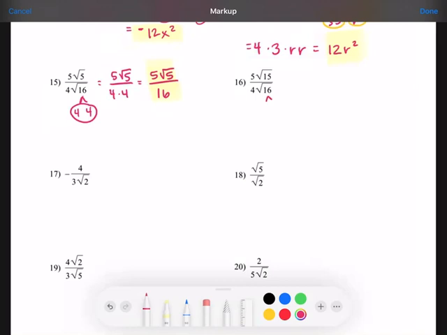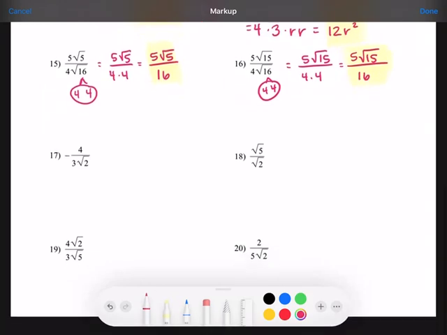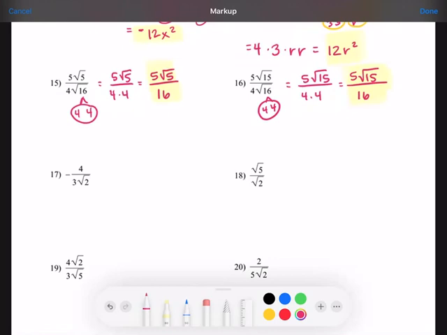Looking at 16, I notice I can't simplify my fractions, but once again, this is a very similar setup. I have the square root of 16, which equals 4. So on top, I'm going to keep 5 square root of 15. On bottom, I have 4 times 4. When I multiply that out, 4 times 4 is 16. And once again, there's nothing else I can do here, so that's my final answer.